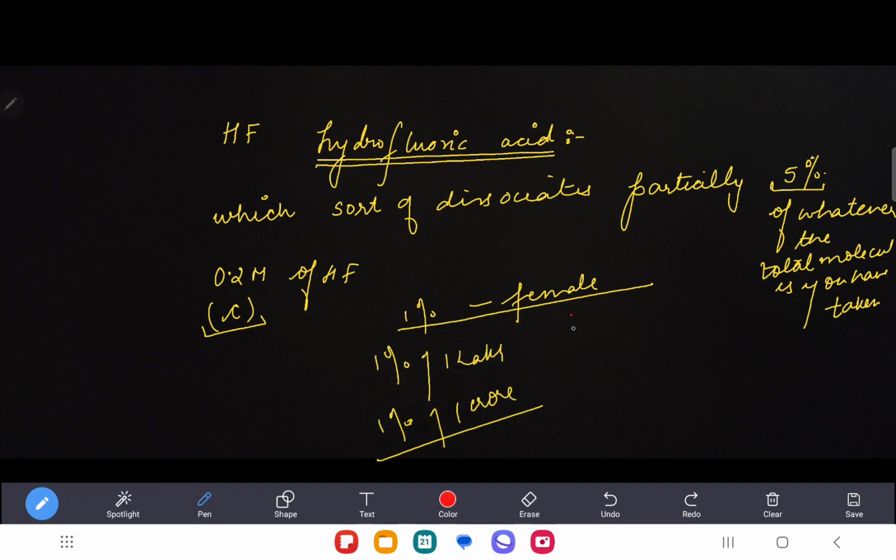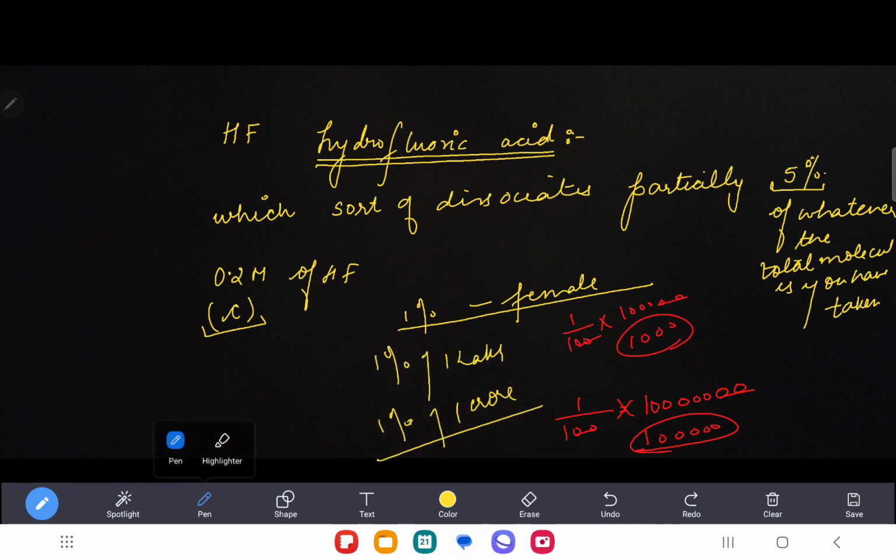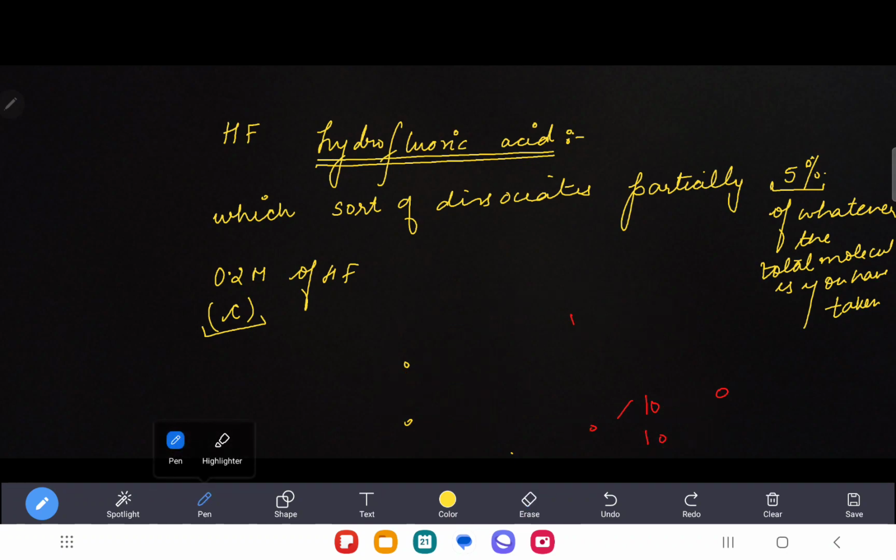1% of 1 lakh would be 1,000 females. But 1% of 1 crore shall be 1 lakh. Yes or no? So 1% does not matter. What matters is 1% of what value? On similar lines, when I say the degree of dissociation is 5%, it is 5% dissociable. That means if you give it 100 molecules, out of 100 moles, 5 moles shall be dissociated, isn't it?